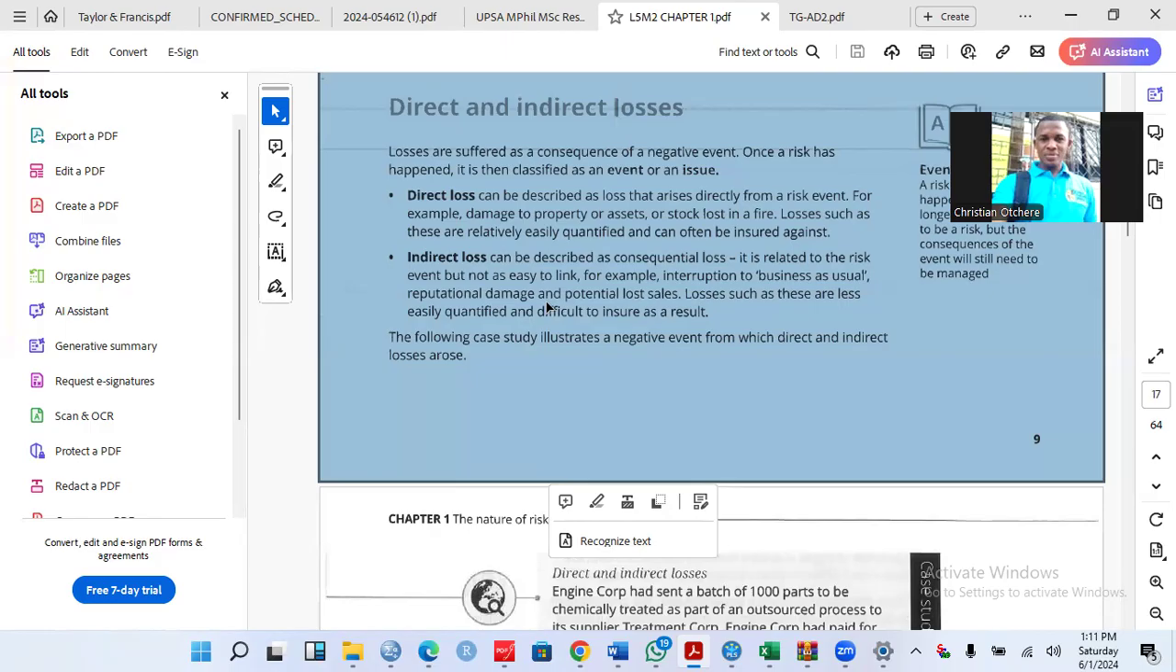If it's an organization that caught fire, then it means your computers will all be gone. Some of your machines may catch fire, and expensive machines, you will lose them all to fire. Now, the money you would need to replace all these items is a consequence of the fire outbreak. So those are consequential losses or indirect losses.